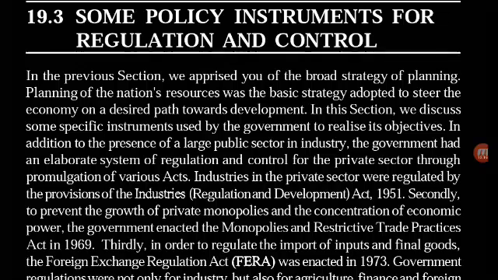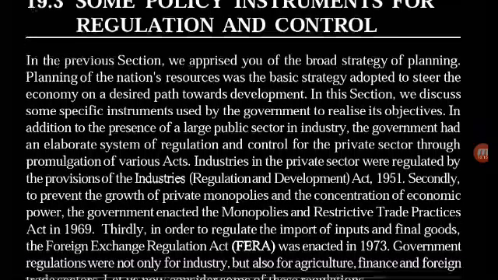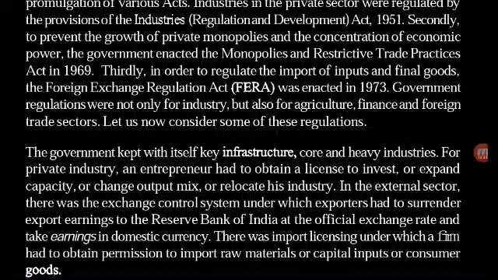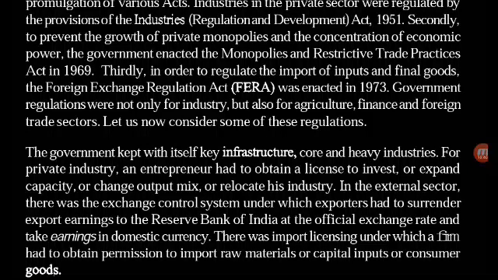Industries in the private sector were regulated by the provisions of the Industries Act 1951. Secondly, to prevent the growth of private monopolies and concentration of economic power, the government enacted the Monopolies and Restrictive Trade Practices Act in 1969. Thirdly, in order to regulate the import of inputs and final goods, the Foreign Exchange Regulation Act (FERA) was enacted in 1973. Government regulations were not only for industry but also for agriculture, finance, and foreign trade sectors. Let us now consider some of these regulations.